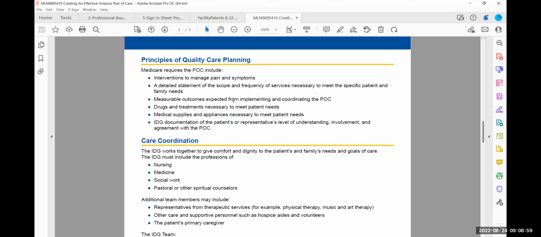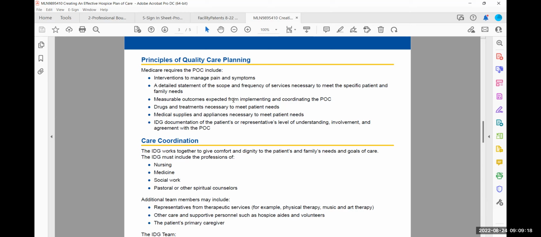Drugs and treatments necessary, medical supplies like DME, anything else the patient needs, and then IDG documentation of the patient or the patient's caregiver's level of understanding, involvement, and agreement with that plan of care. And we need to do it as a team. And that's a little fragmented right now. So we need to kind of work on that.